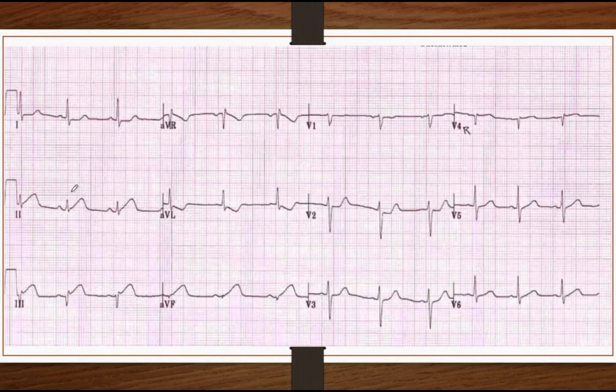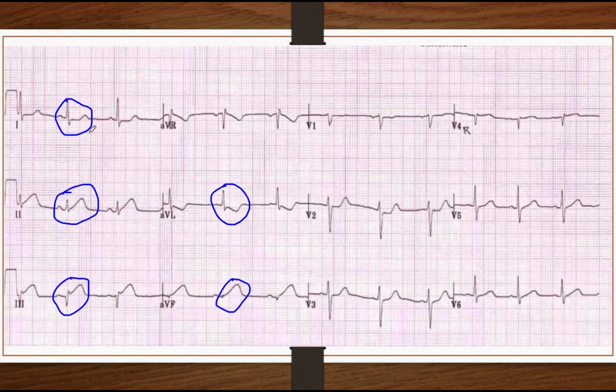Look at standard lead 2, we can find an ST elevation. We can also find it in standard lead 3. Then also in aVF, we are going to find ST elevation over here. Then quickly, we must go to aVL, and in aVL, rightly so, we are seeing a reciprocal ST segment depression, as well as in standard lead 1. So this is typical for inferior STEMI.